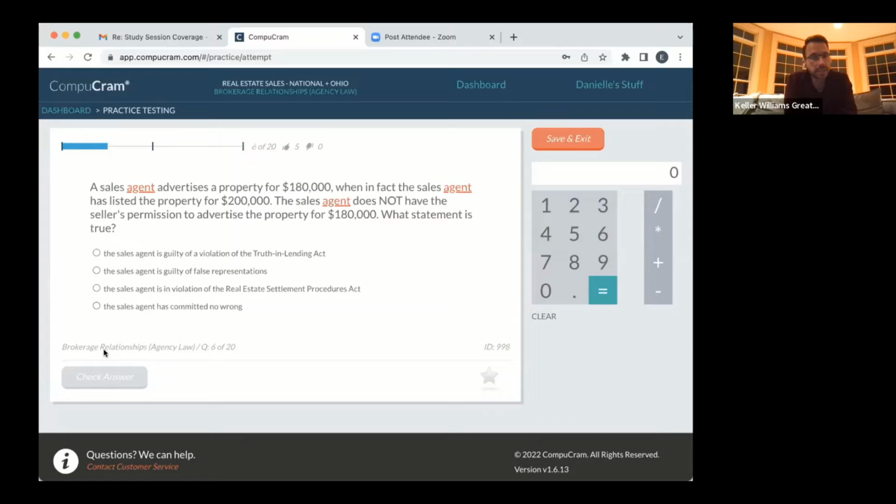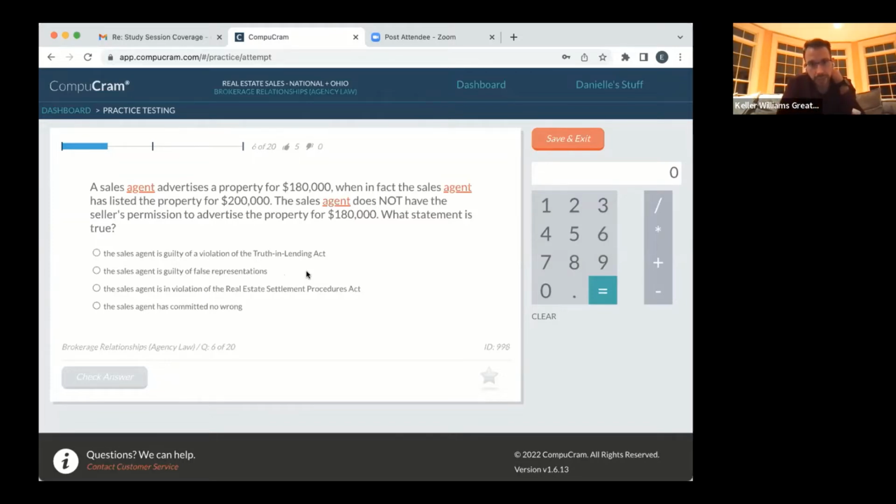Next one, a sales agent advertises a property for $180,000 when in fact the sales agent has listed the property for $200,000. The sales agent does not have the seller's permission to advertise the property for $180,000. What statement is actually true? Oddly enough, I am taking a listing tomorrow because of this. Another agent did this and they were fired for doing that, obviously, from a completely separate brokerage.